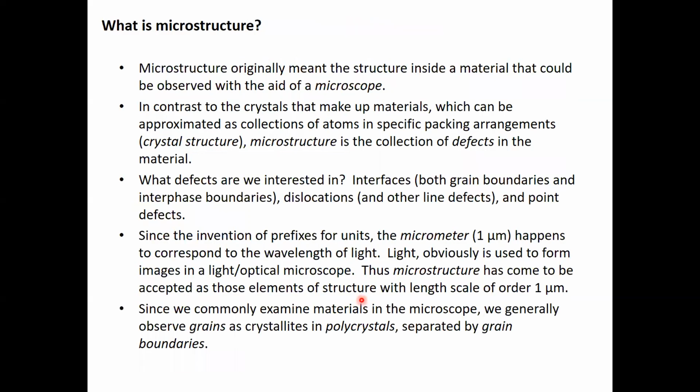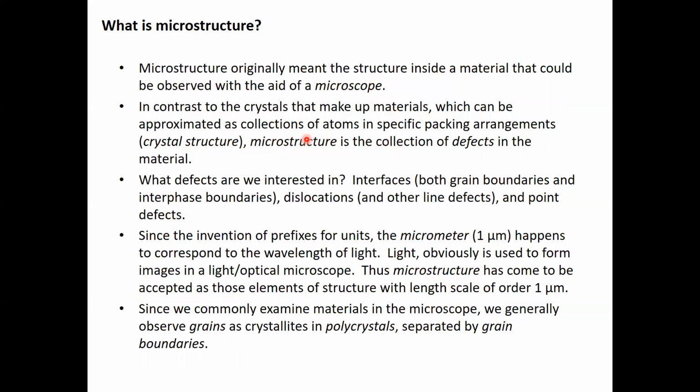So to define what really is the microstructure, the reason it's called a microstructure is because it was a structure that was observed inside a microscope, right? And this is in contrast to what we know now, that crystals are what make up the materials, which are approximated as a collection of atoms. The microstructure is more so beyond the crystal structure, right?